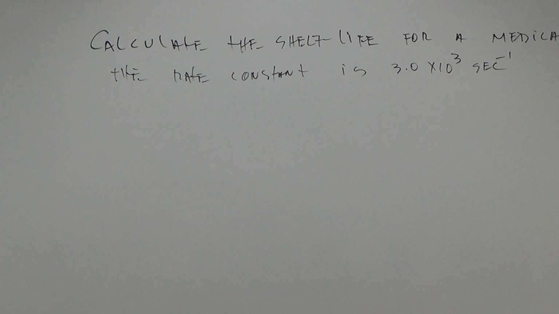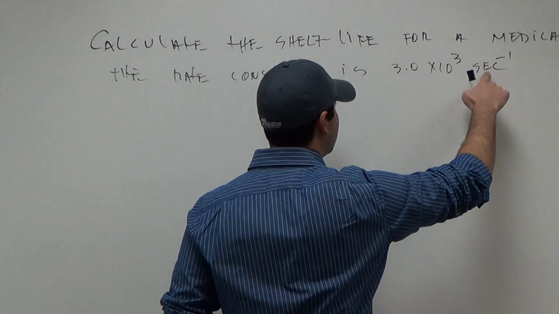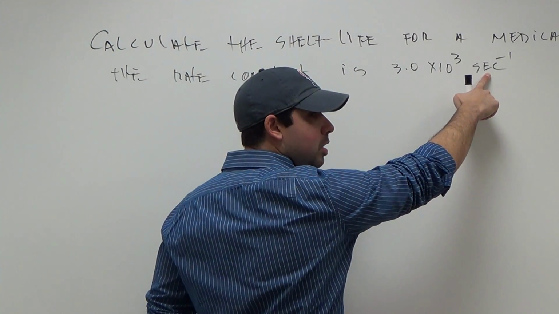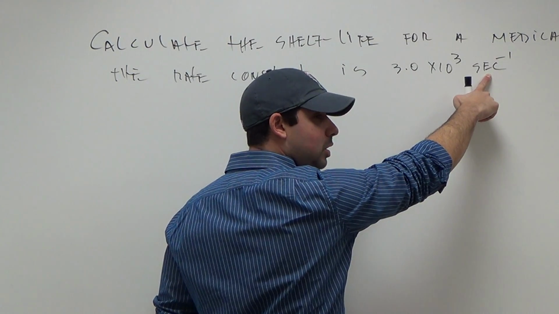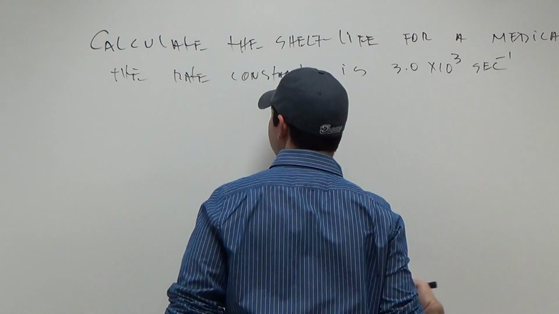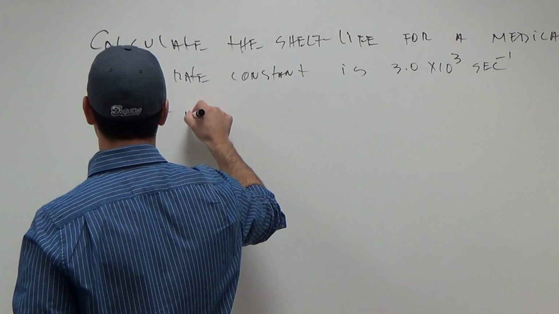Okay? So what do we do first? First, we need to know the order, yes? If we don't know the order, we can't do the problem. What is the order here? First order. It is first order because the units on the rate constant, second inverse, are inverse time. So this is first order.